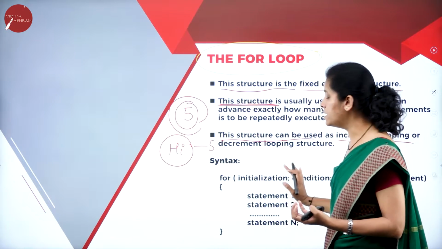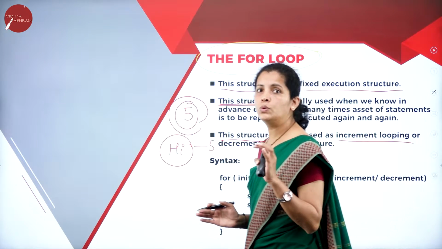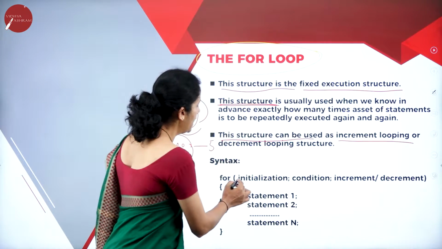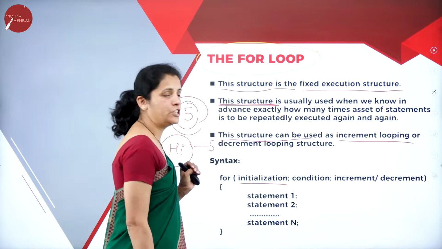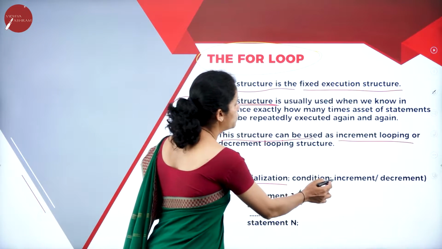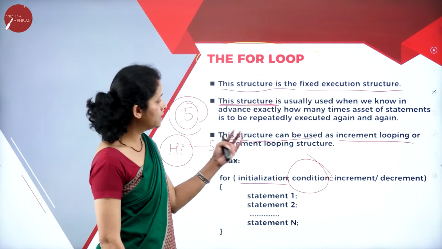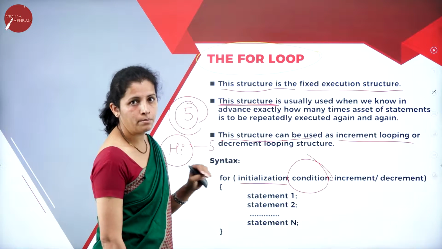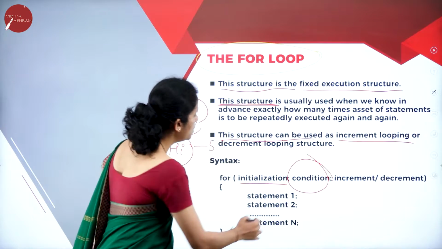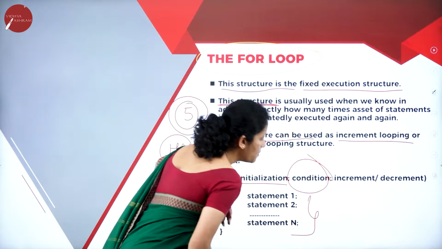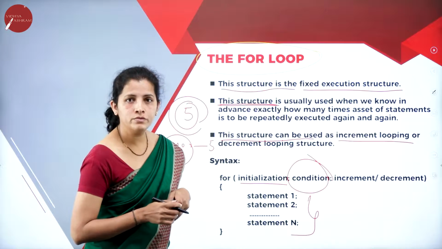And this is the syntax here. At the beginning, I'm going to use the for keyword. Along with that, I'm going to have the initialization. Then I'm going to have the condition. Along with that, I can increment or decrement my looping. Inside this, I'm going to have the set of statements.